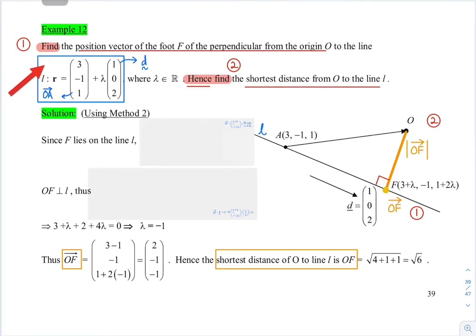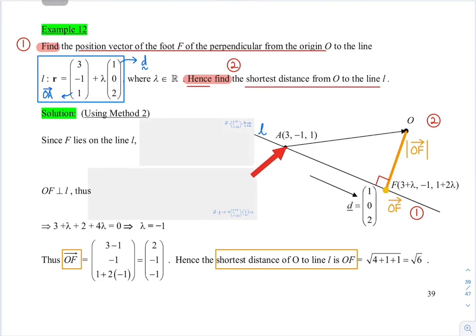Alright, in example 12, we are supposed to find the position vector of the foot of the perpendicular, the point F, from the origin O to the particular line L given by this equation. After that, we are supposed to use a hands approach to find the shortest distance from the point O to the line L. So using a simple diagram, we have the line L, which contains the point, we label it as A with these coordinates. So this point is actually obtained from this part of the equation.